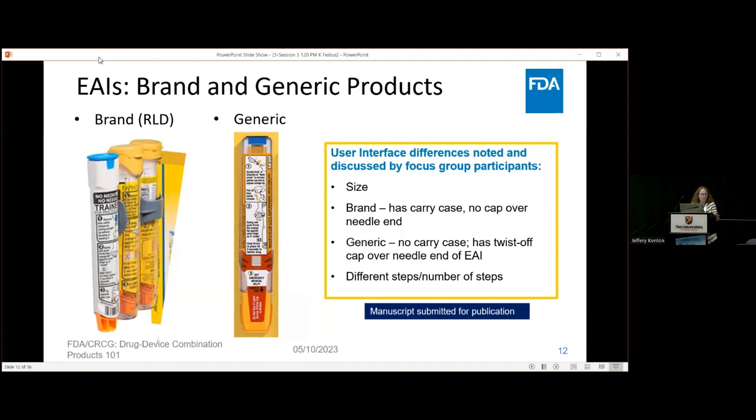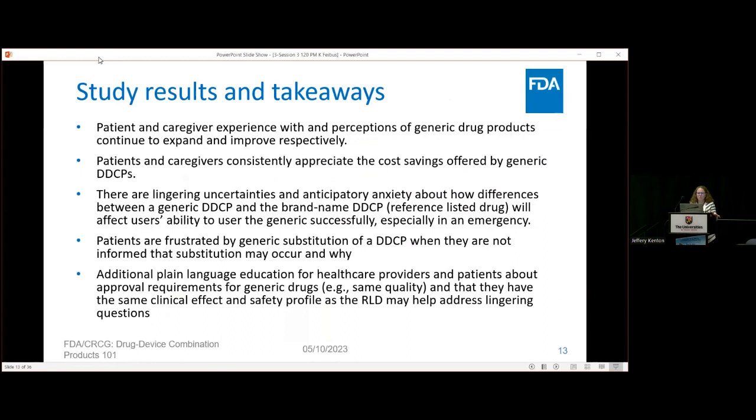With these differences in design, the participants noticed that there was a different number of steps, and that raised some questions that they went on to discuss. Overall, the study results and takeaways were relatively similar for both the dry powder inhaler and epinephrine autoinjector groups. Patient and caregiver experience with and perceptions of generic drug products continues to expand and improve. Adolescents weren't quite sure what generic meant, but with some examples around things like cereals, they understood the concept and were able to discuss it.